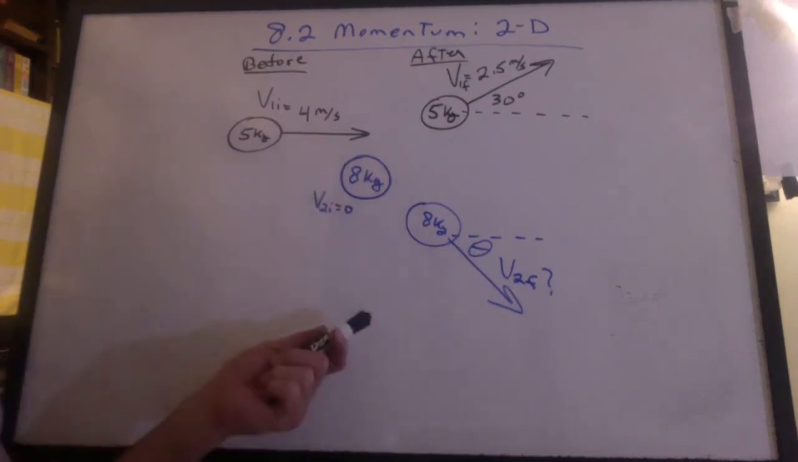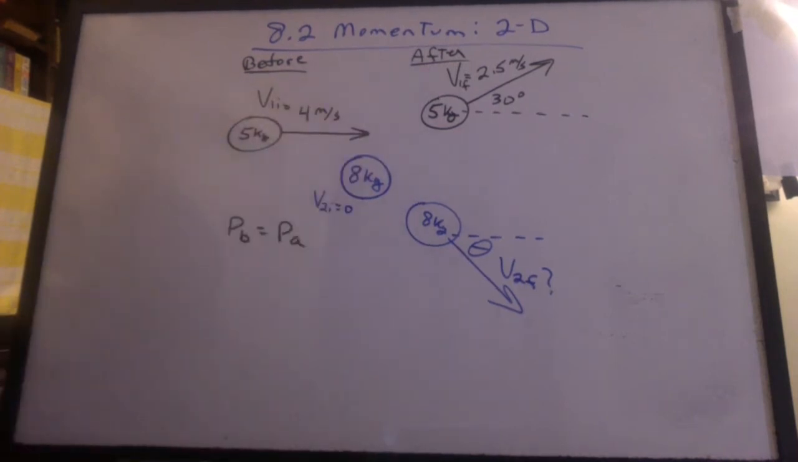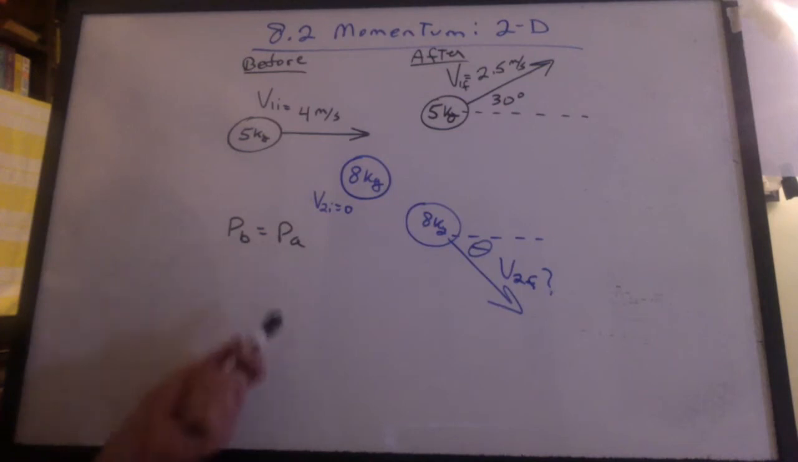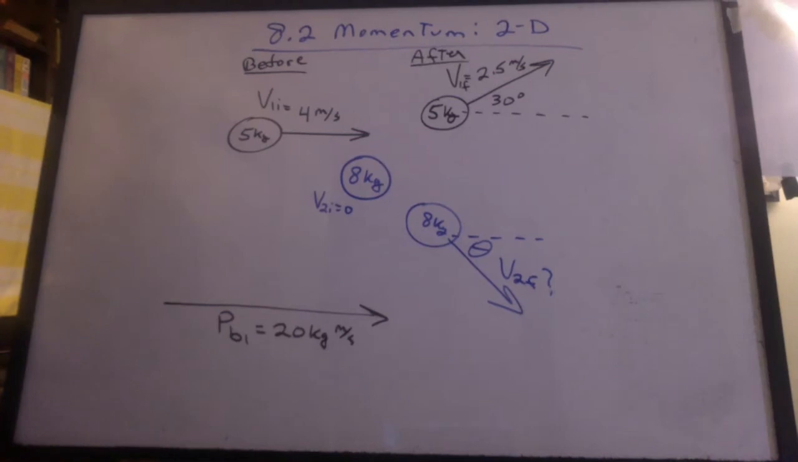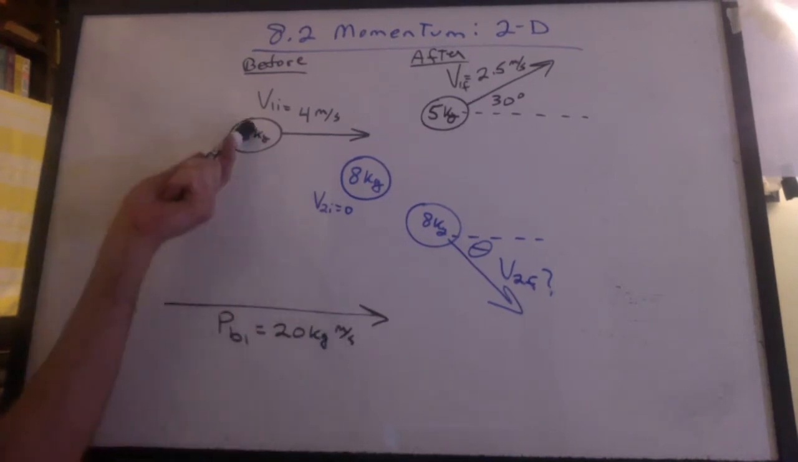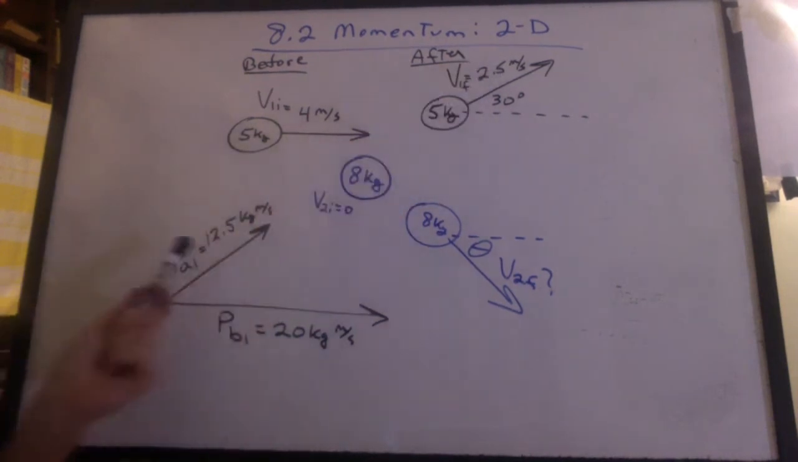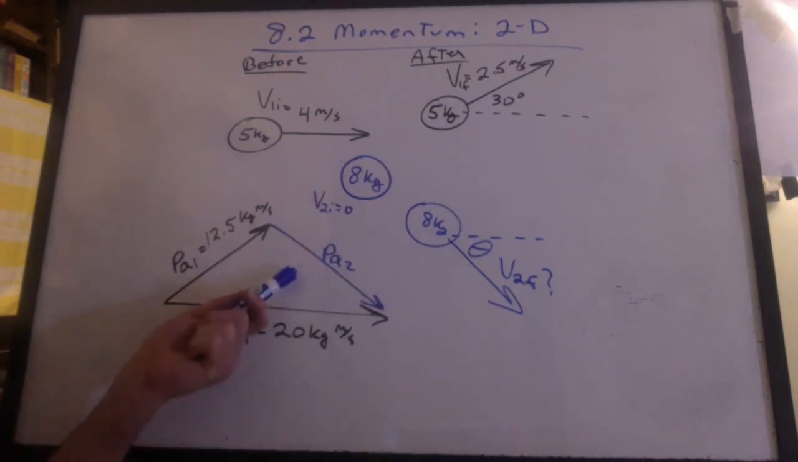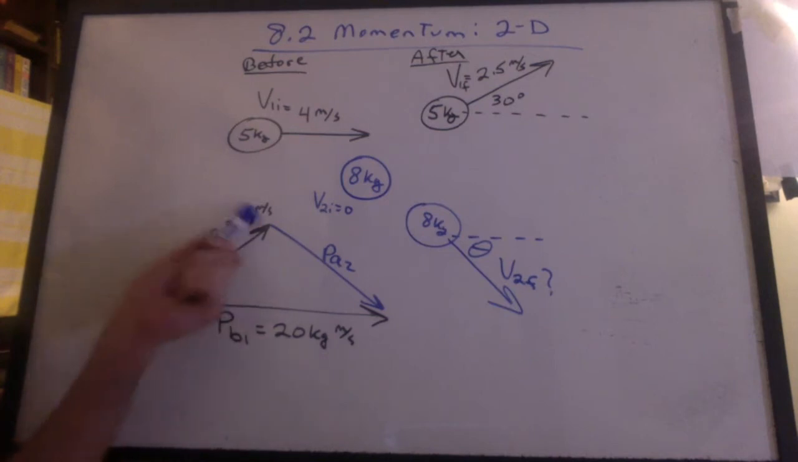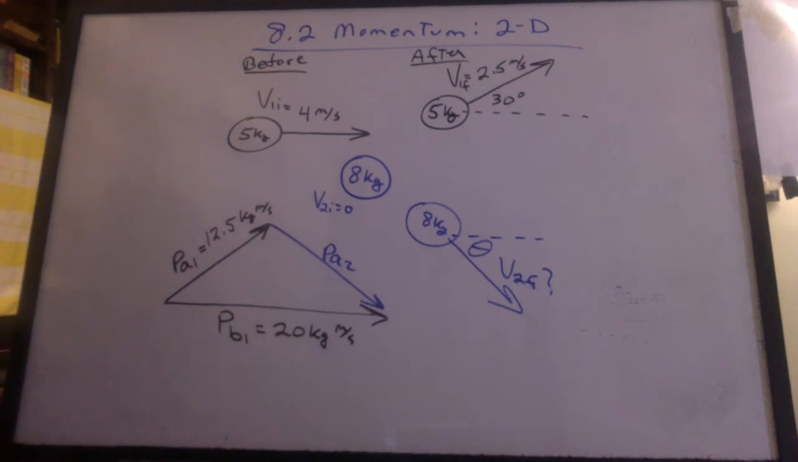But if there's no outside forces on this system, we know the momentum before equals momentum after. Now, you can't just do it as if it was one-dimensional. The momentum is a vector, and it's in 2 dimensions. So this is going to be the momentum before, 20 kilogram meters per second from this. Now the object comes in, bounces up here, so that momentum is going to go right here. Well, this must be the missing momentum that I need, because the momentum after has to add up to the momentum before, and that's what this diagram shows us.